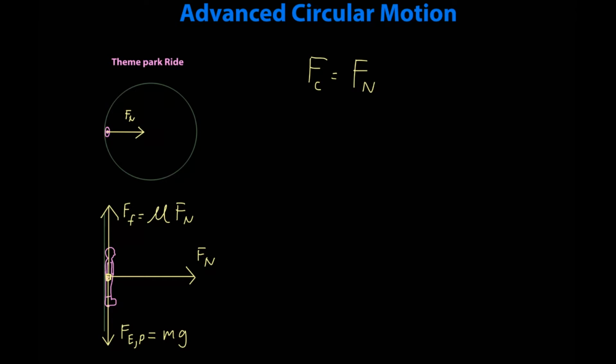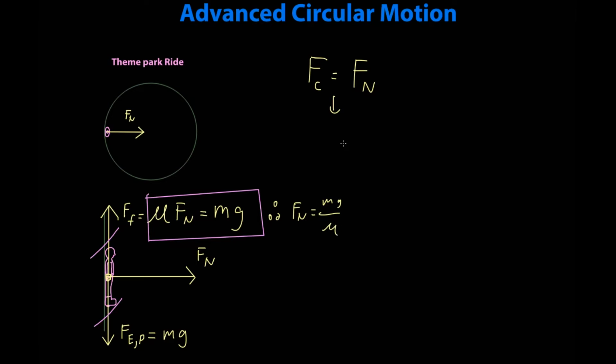However, this person is neither sliding down nor sliding up the wall, which means force friction and force Earth must cancel each other. That means force friction also equals mg, and I have a relationship right here. Therefore, force normal equals mg over mu. That means I expand my relationship up here, and I get m vt squared over r equals mg over mu. And there you have it.